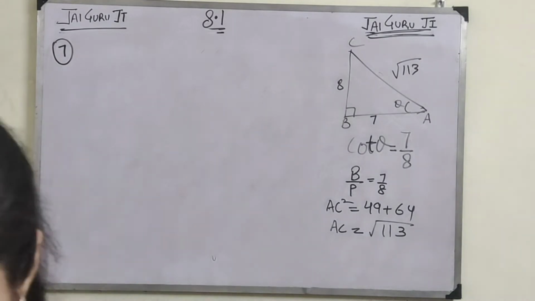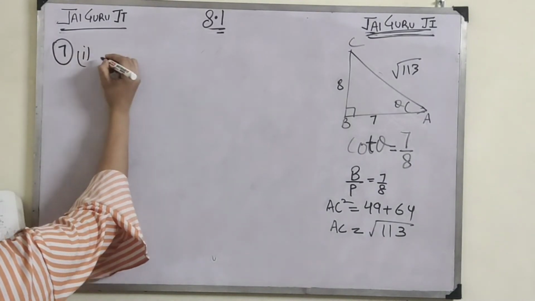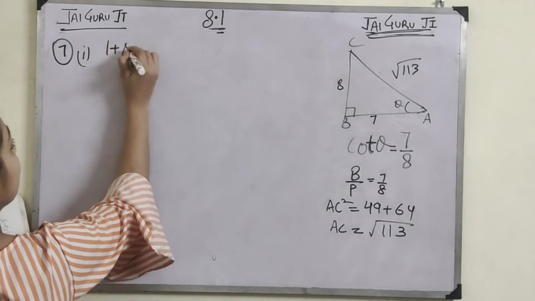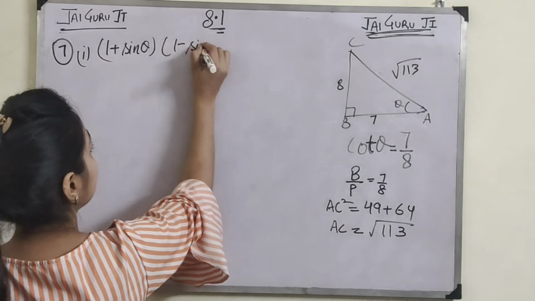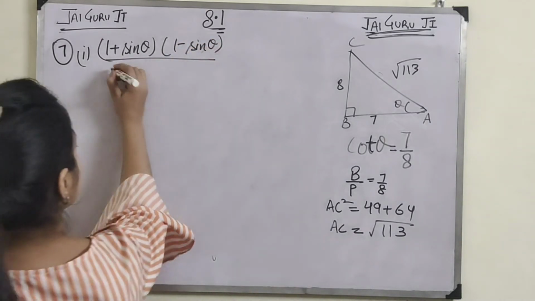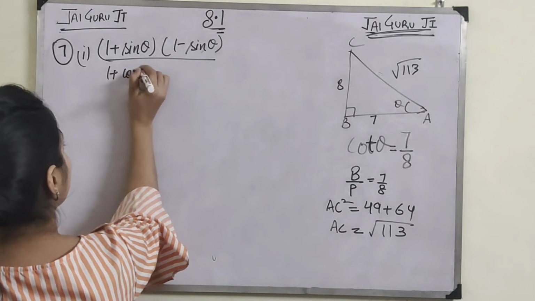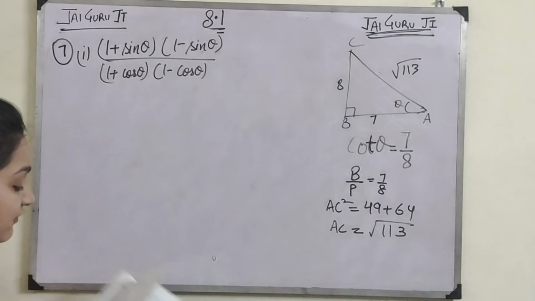In the question you have to find out the first part. 1 plus sin theta, 1 minus sin theta, upon 1 plus cos theta, 1 minus cos theta. This is the question. You have to find it out.